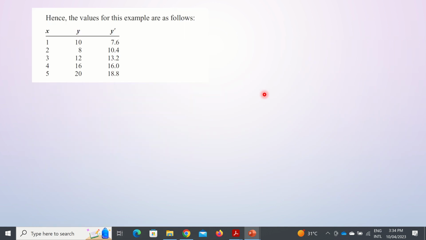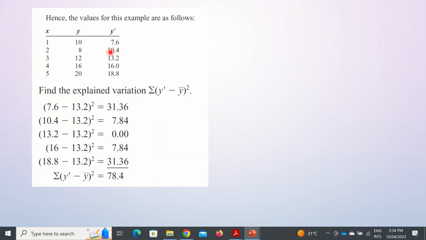If we have this data, let's suppose, again the same hypothetical data for 10, for 8, for 12, for 16, for 20, we have this y dash and so on. Y dash is found by putting the x value in the regression equation of the regression line. Then we find the difference between the predicted value and the mean. The mean is simply adding these together and dividing by 5. Then you take the difference, square and sum it, and that is 78.4. So this is the explained variation, which in this case is 78.4.